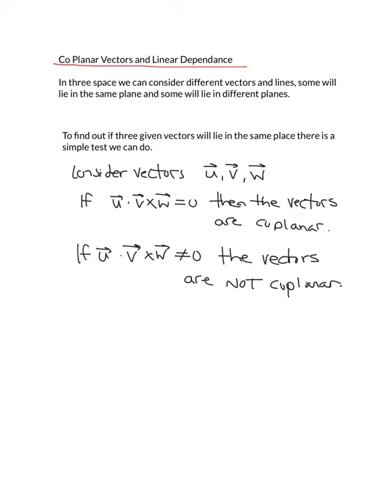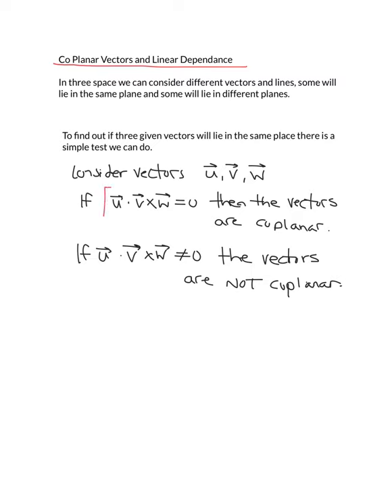And if u dot v cross w does not equal 0, so it equals anything other than 0, the vectors are not coplanar. Now I do want to mention a couple of things. The first thing is that the order doesn't matter. You could put the u, the v, and the w in any order that you want.